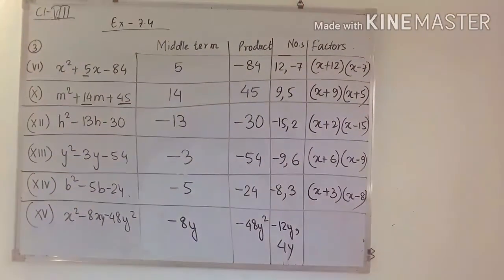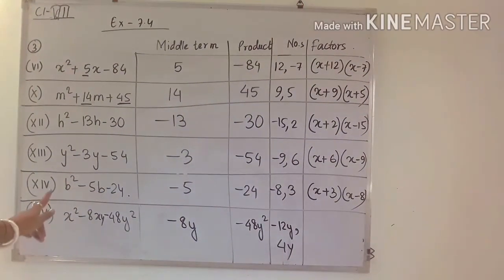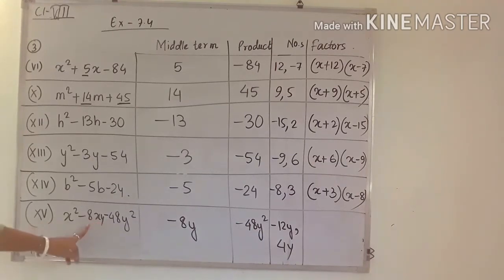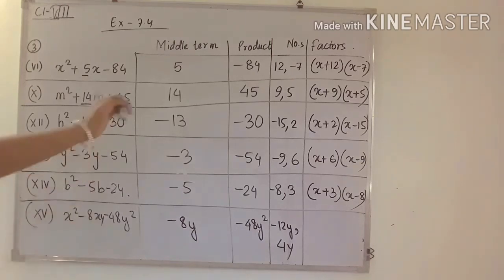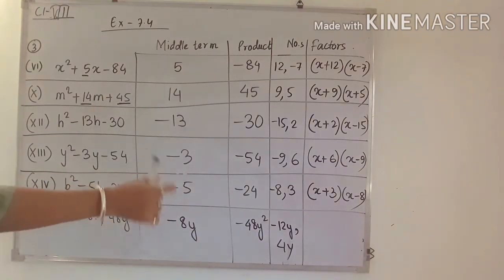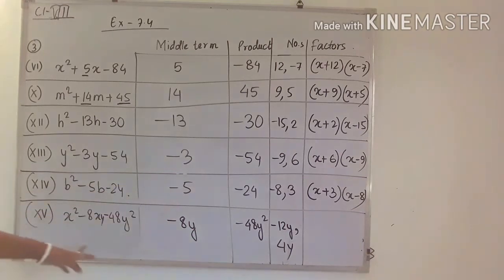Okay. So see the last question, that is, you can say, the important one. See here, clearly, this is the variable, we have to take x square. That means this y is not a variable here, we have to take it in the term itself. So the middle term will be what? Minus 8y, and the product is minus 48y square, because here we have to treat x square as the variable, x is the variable. So the factors will be like this, x plus there will be a term of y. So see, minus 8y, minus 48y square.